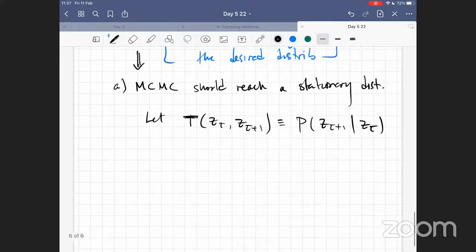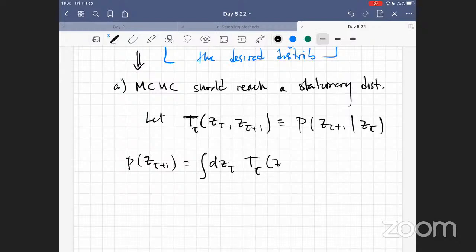But then how do I compute it? Let me first compute the marginal probability. The marginal probability of z tau plus 1 is just an integral over z tau of this. And actually this will depend on tau. This transition probability in general will depend on tau. So this is the transition between z tau and z tau plus 1, times q of z tau. Okay, the dz I already included.